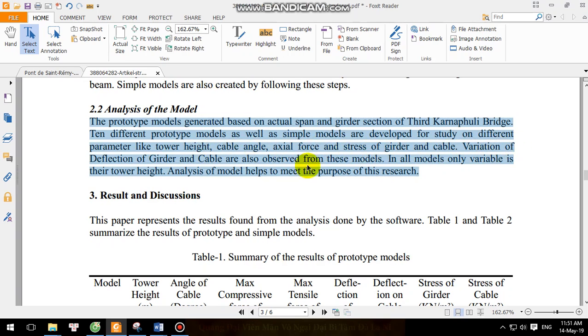Variation of deflection of girder and cable are also observed from these models. In all models, the only variable is their tower height. Analysis of the models helps to meet the purpose of this research.